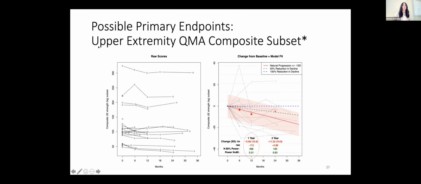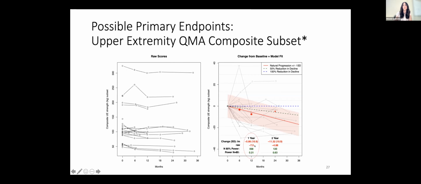Here's another endpoint that I'll show you that we looked at, and you'll see why I'm showing this very specific endpoint in a moment, but this was the upper extremity QMA composite score. So it took all of those upper extremities that we're measuring on the QMA and added them together. Again, lots of variability on how individuals could do at baseline, very slow progression, although a bit more than we saw on the 6-minute walk test.